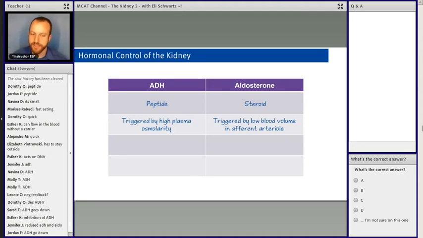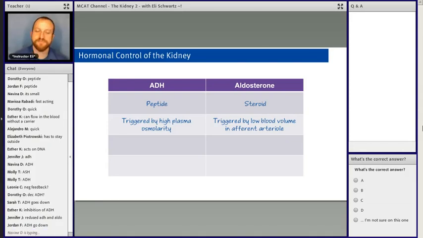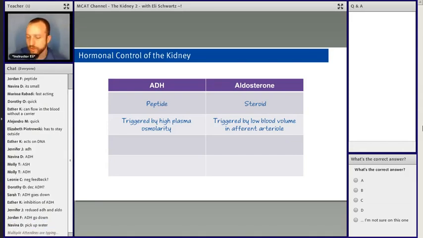So how about effect? What is the effect when ADH is acting on the body? Specifically, what has to get opened or what has to get closed? We have to pick up water. You got it, Navina. So if we're picking up more water, I want to be clear here.